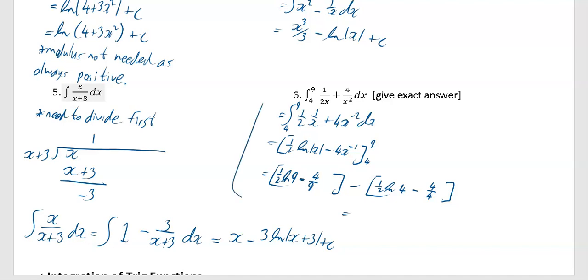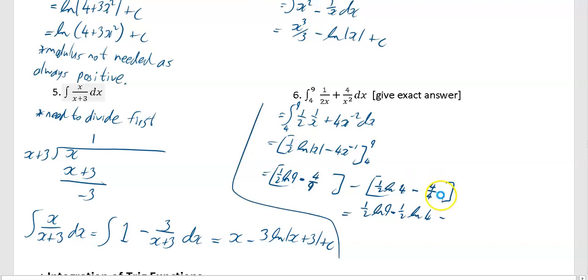So I'm just going to separate these two parts. Apologies. I've got a half ln 9 minus a half ln 4, and I've also got minus 4 over 9 minus 4 over 4, which is going to be equal to, sorry, minus 4 over 9 minus 1, so that's minus 4 over 9 plus 1. Do that in your calculator if you need to. That's going to be plus 5 over 9.